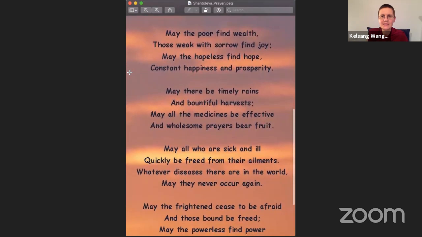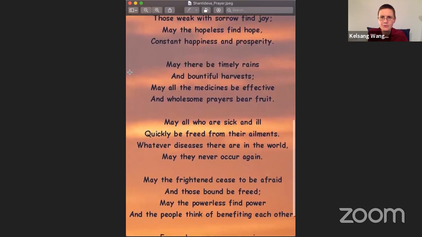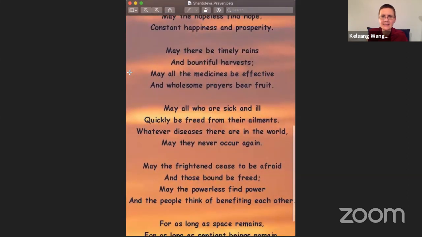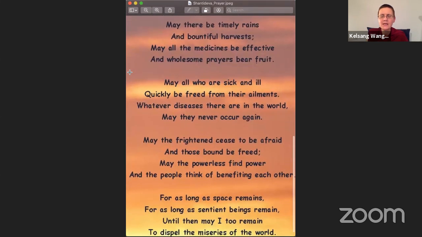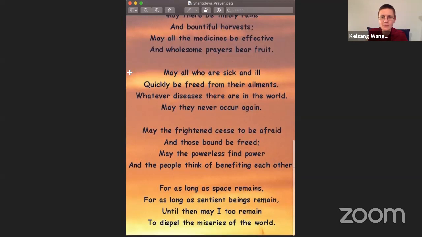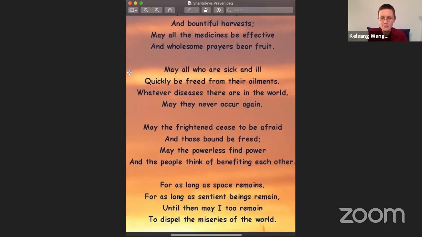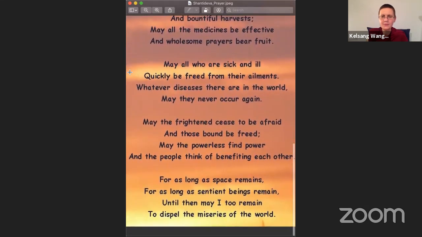May there be timely rains and bountiful harvests. May all the medicines be effective and wholesome prayers bear fruit. May all who are sick and ill quickly be freed from their ailments. Whatever diseases there are in the world, may they never occur again. May the frightened cease to be afraid, and those bound be freed. May the powerless find power, and the people think of benefiting each other. For as long as space remains, for as long as sentient beings remain, until then may I too remain to dispel the miseries of the world.